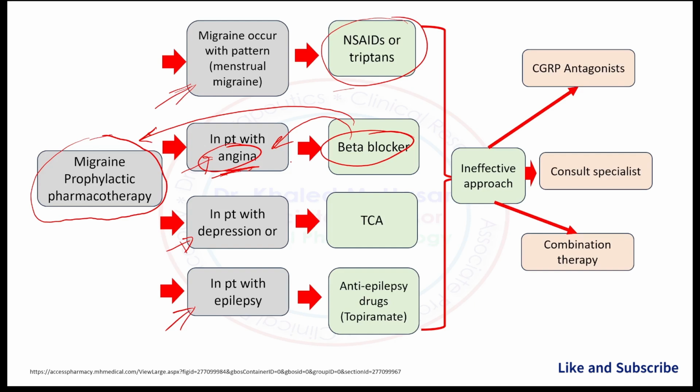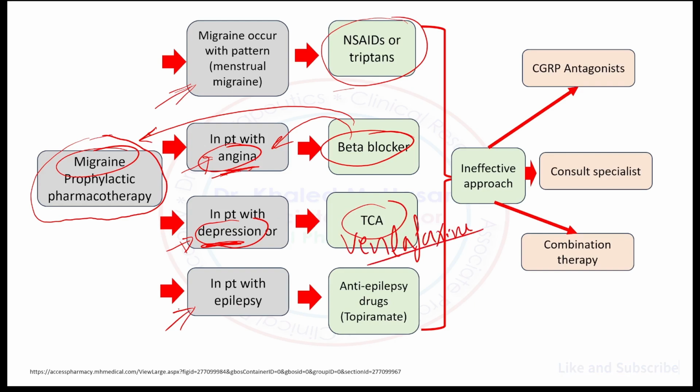We will use propranolol. Moving to the patients suffering from depression, for example, if the patient suffers from depression and migraine, prophylactic treatment will be tricyclic antidepressant or venlafaxine. So maybe we approach with tricyclic antidepressant and venlafaxine. If the patient suffers from epilepsy, topiramate is the drug of choice. Topiramate is considered an anti-epileptic medication to control epilepsy, and topiramate is also used for prevention of migraine.